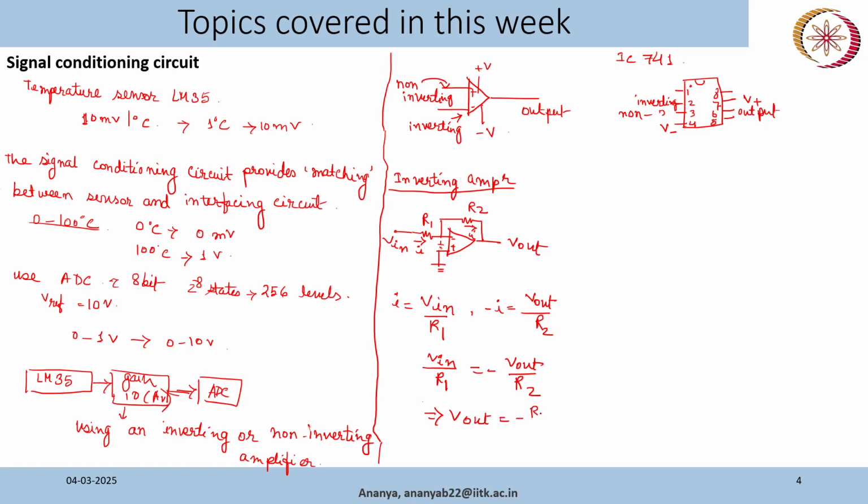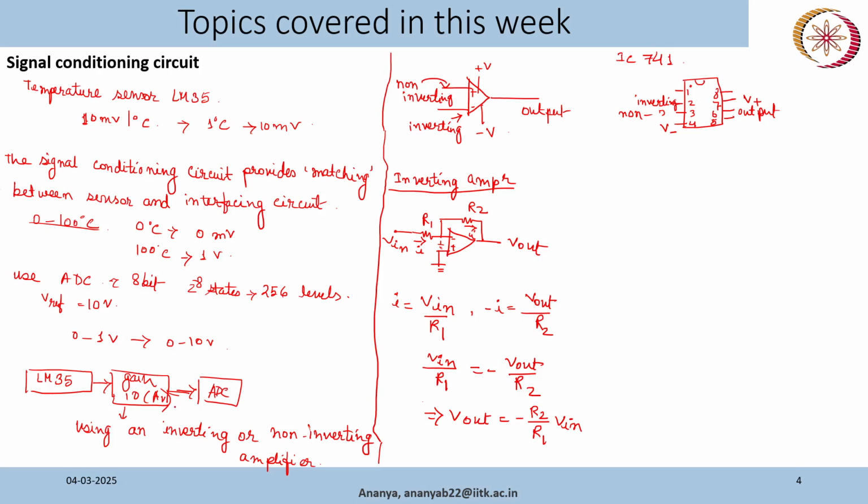minus R2 by R1 times V in. Here I am denoting this resistor as R2. It can be written as RF, the feedback resistor. Don't get confused. The relation between output and input in case of an inverting amplifier is minus R2 by R1 times V in. So whatever input we apply, we get a gain of R2 by R1, and it is inverted. That's why this negative sign. So this is about the inverting amplifier.